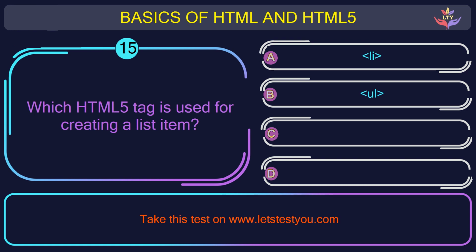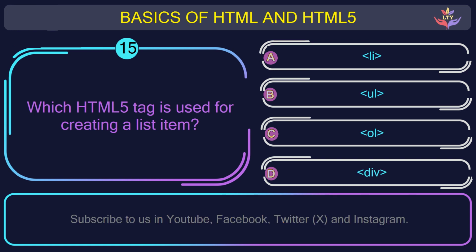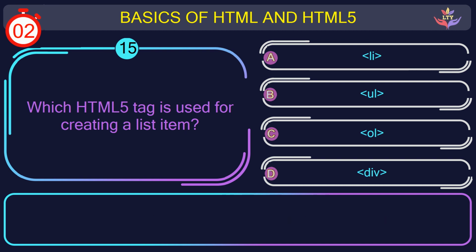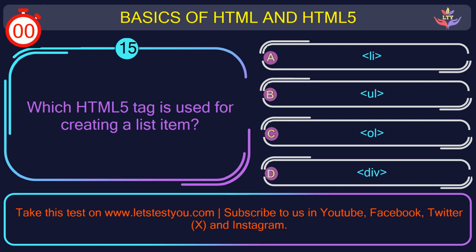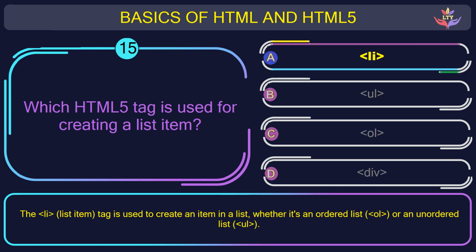Question number 15. Which HTML5 tag is used for creating a list item? The correct answer is option A. LI. The li list item tag is used to create an item in a list, whether it's an ordered list, ol, or an unordered list, ul.